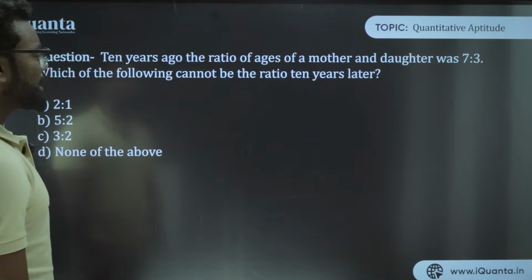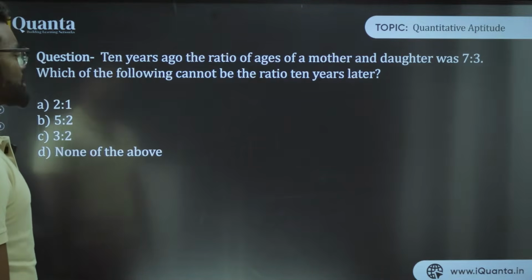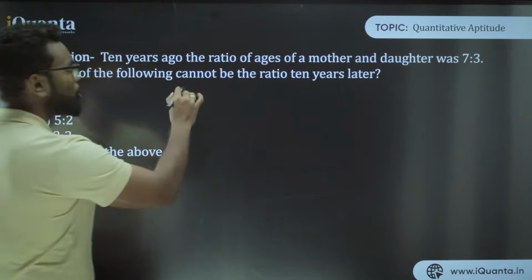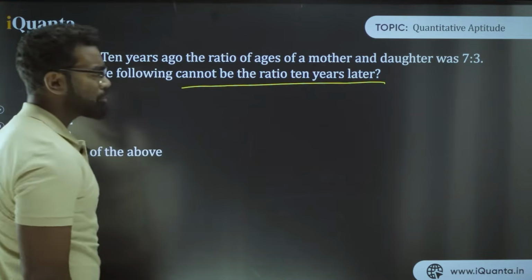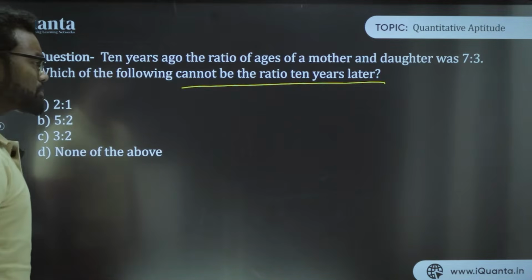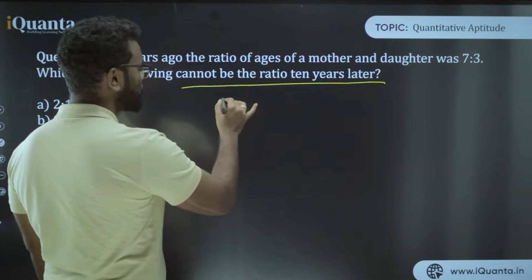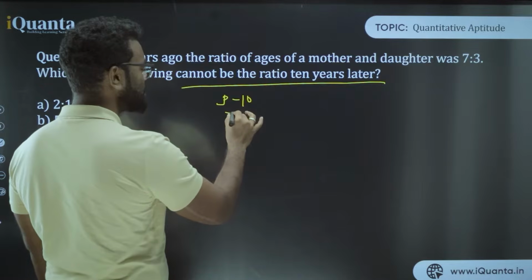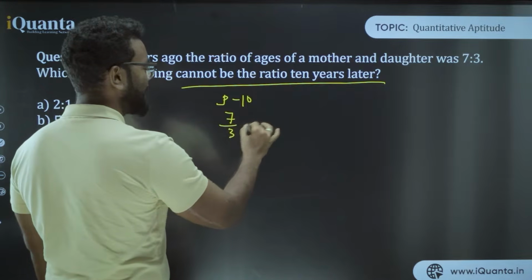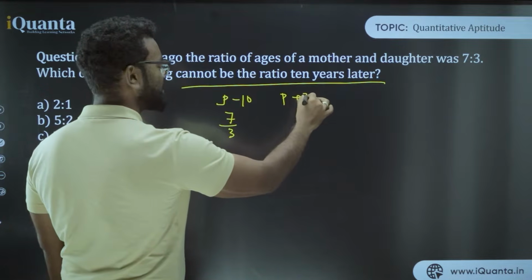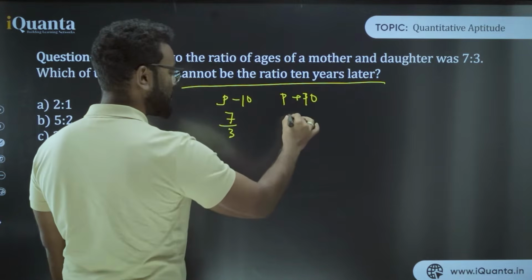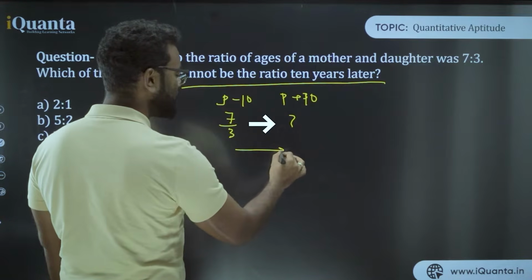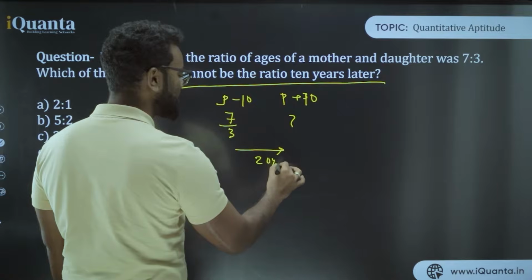10 years ago, the ratio of the ages of a mother and daughter was 7:3. Which of the following cannot be the ratio 10 years later? The question is about what cannot be the ratio. Let's say today is the present. Present minus 10 gives the ratio 7:3, and I need to find present plus 10, after 10 years. So it is basically a transition of 20 years.